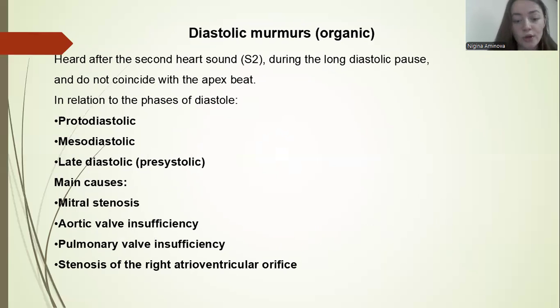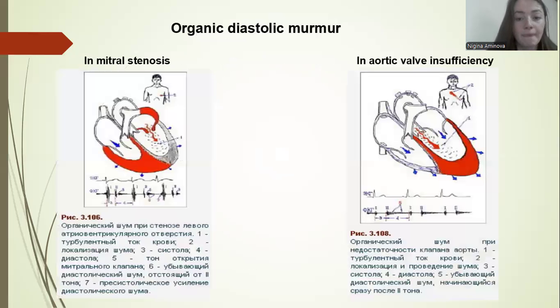Diastolic murmurs are called organic ones. They are heard after the second heart sound during the long diastolic pause and do not coincide with the apex beat. Here you can see how they look.